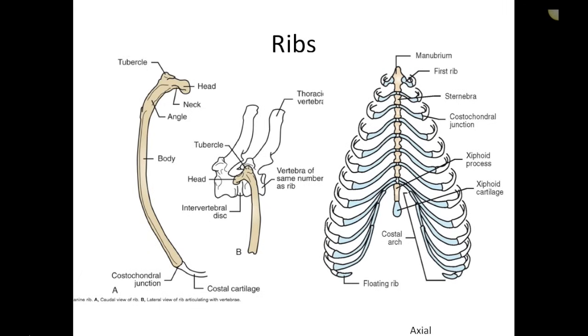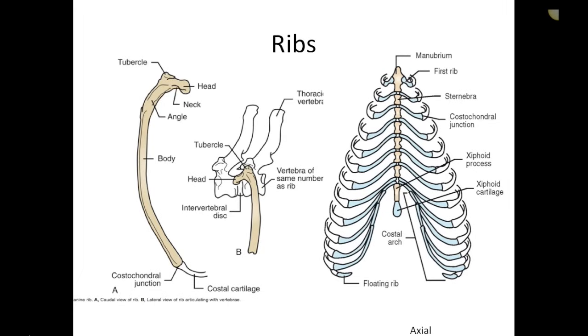Ribs. All right, moving on. Let's talk a little bit about ribs. So the ribs, their overall goal is to protect the thoracic cavity, and then they also allow for muscle attachment and various attachments to allow for breathing, so to allow for inhalation and exhalation.